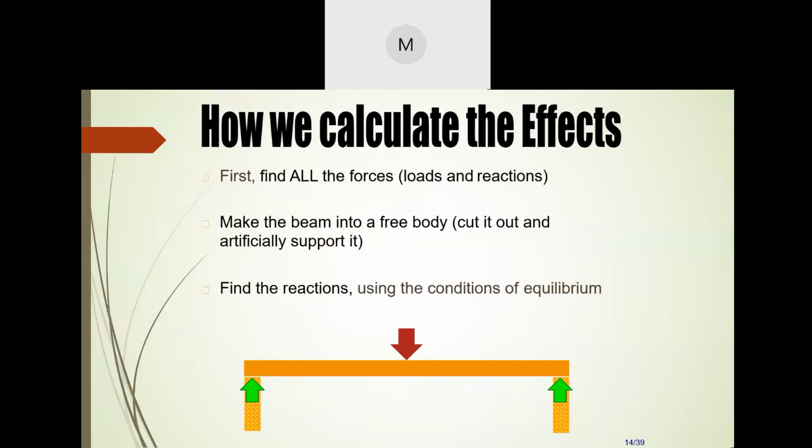So this reaction part, I think it is clear. Now I'll show you one video. Then your concept will be a bit more clear.